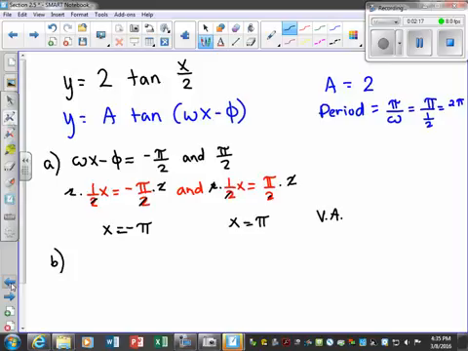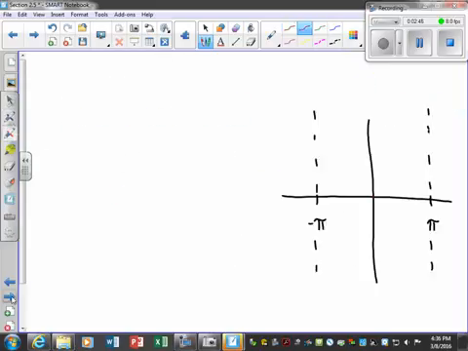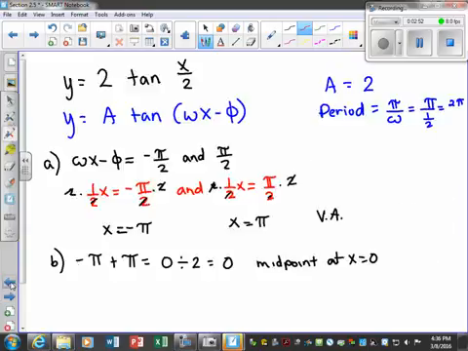Part B, we want to find the midpoint. To find the middle, negative pi plus pi is 0, and we divide by 2, which just puts us at 0. So the midpoint between the 2 asymptotes is at x equals 0. Well, that's pretty easy. These have been fairly easy ones the last 2 times, but that's the idea: you add the 2 asymptotes and divide by 2 to find the midpoint. And then I'll do part C on the next page.